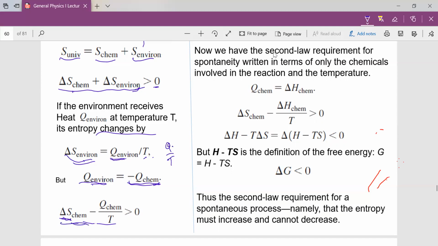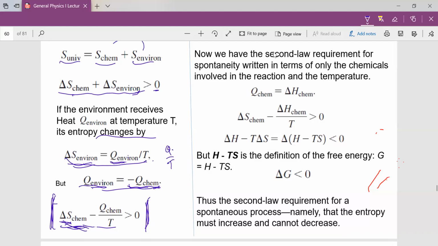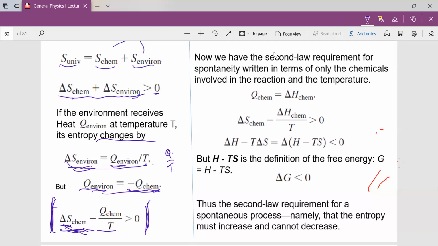Looking at this expression, we're trying to express this in terms of chemical reaction, okay? We said reaction analysis, and that is why we are going this route. So you see how we are converting that of the environment to expressing it in terms of heat from the chemical processes, okay? So we will have the final expression of the increase in entropy to be of this form.